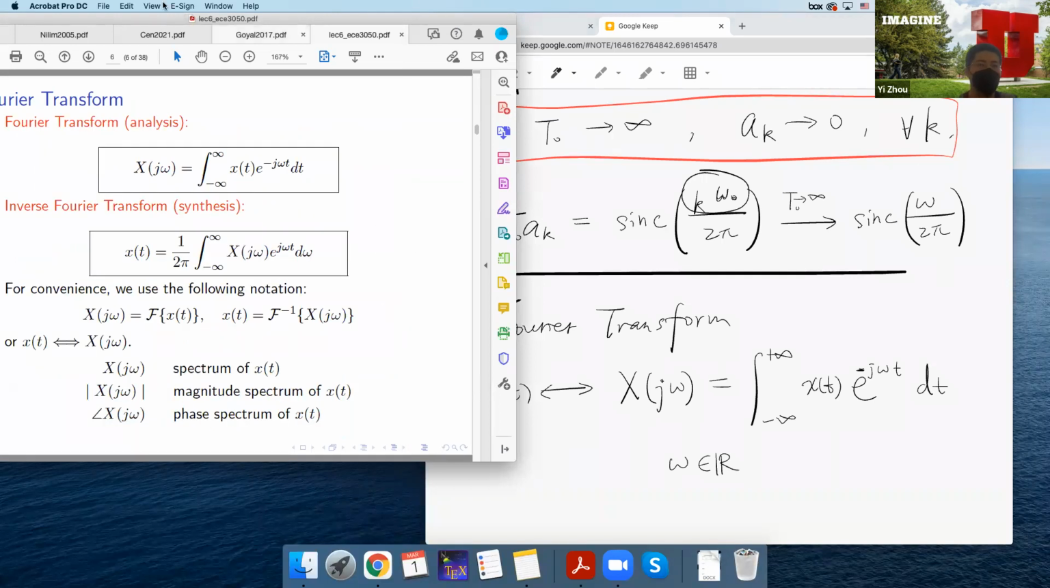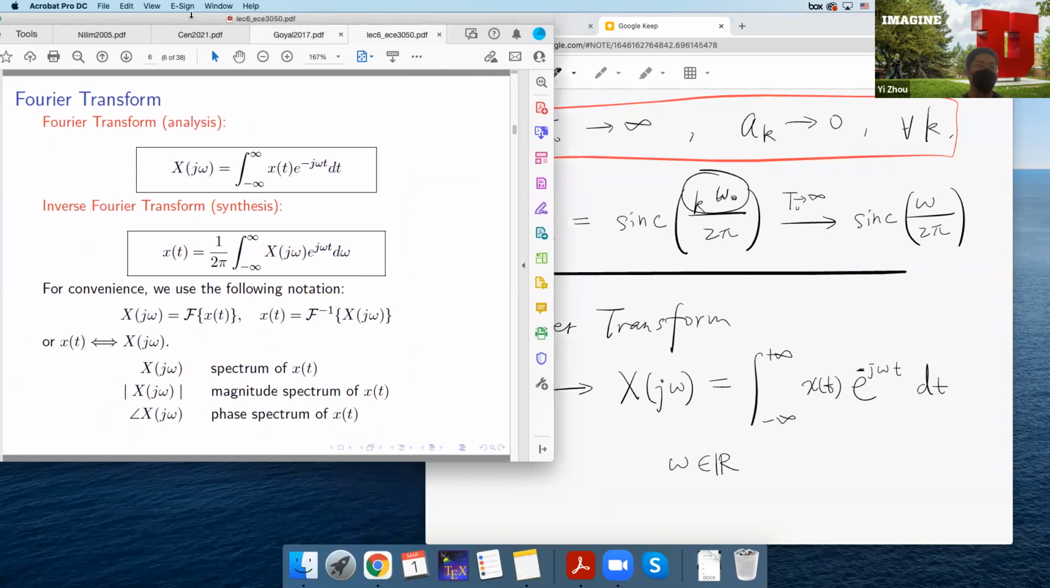So here's a more formal definition of the Fourier transform. So we have the Fourier transform and the inverse Fourier transform. If you look at the Fourier transform, the underlying idea is exactly the same as the Fourier series.